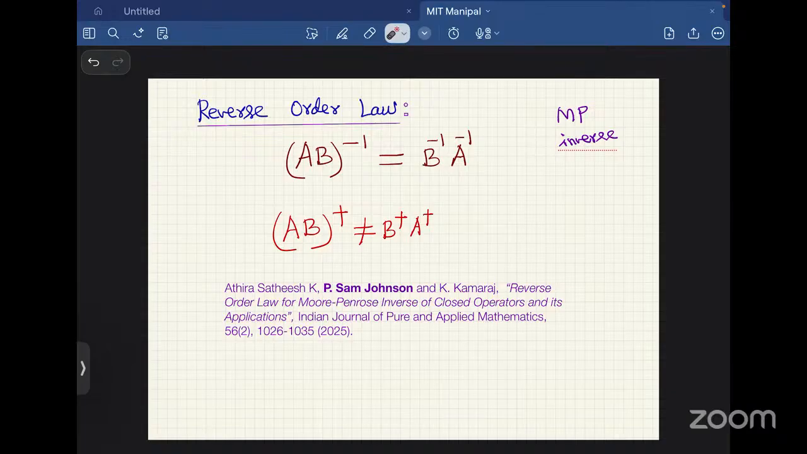So this is called reverse order law. This holds good for regular matrix inverse. But in general, this is not true for the Moore-Penrose inverse. And we have found several characterizations. Plenty of characterizations are already available for matrices. And then we have done some characterization for bounded operators between two Hilbert spaces. So that got published in this journal. This is related to the product.